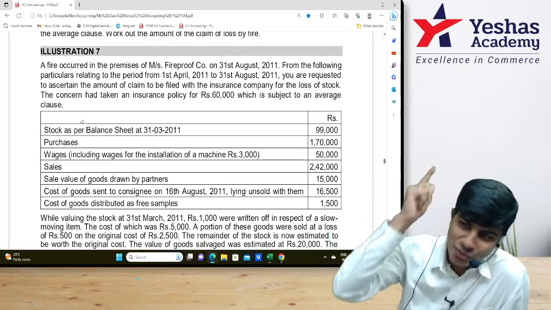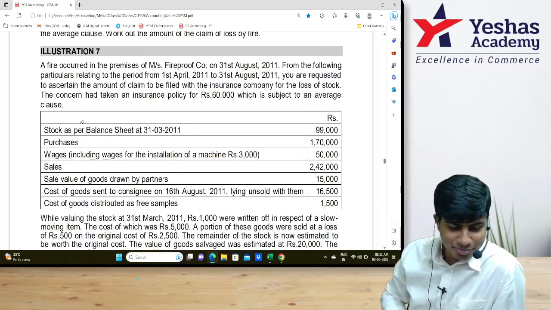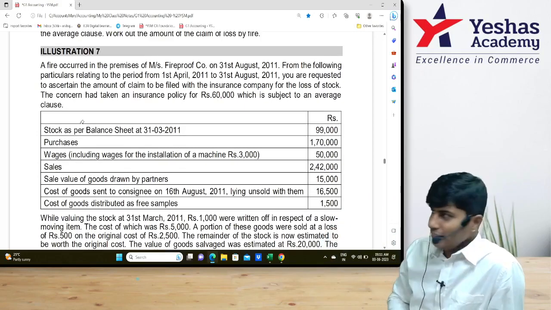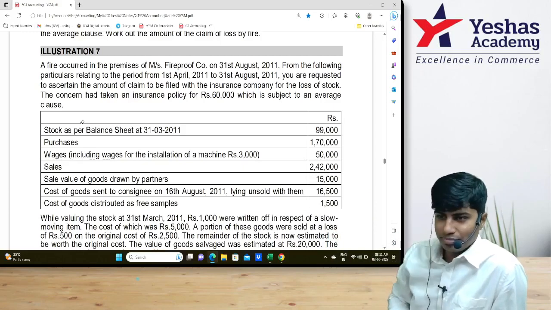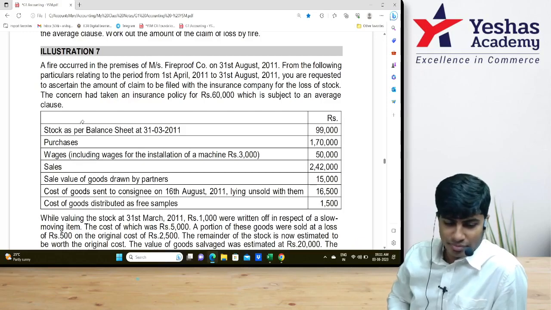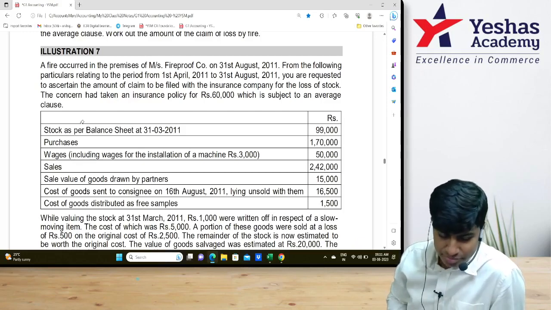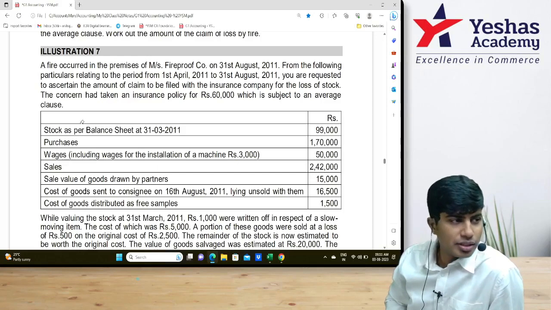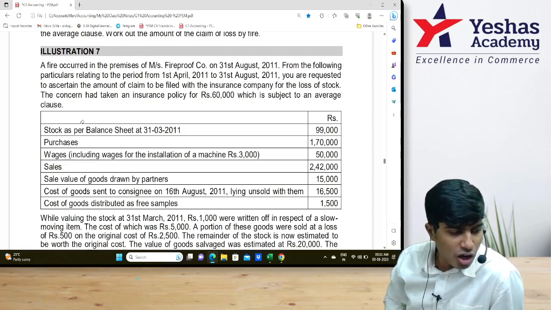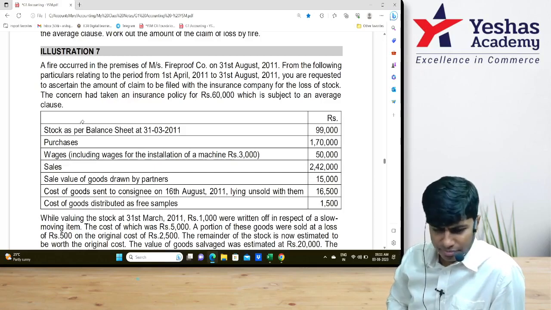This question has to do when that Agni Sakshi is to come. Then it will be very funny. No, it is not. Listen. Start reading illustration number 7. Underline 31st of August. Date of fire, 31st of August. From the following particulars, faster.